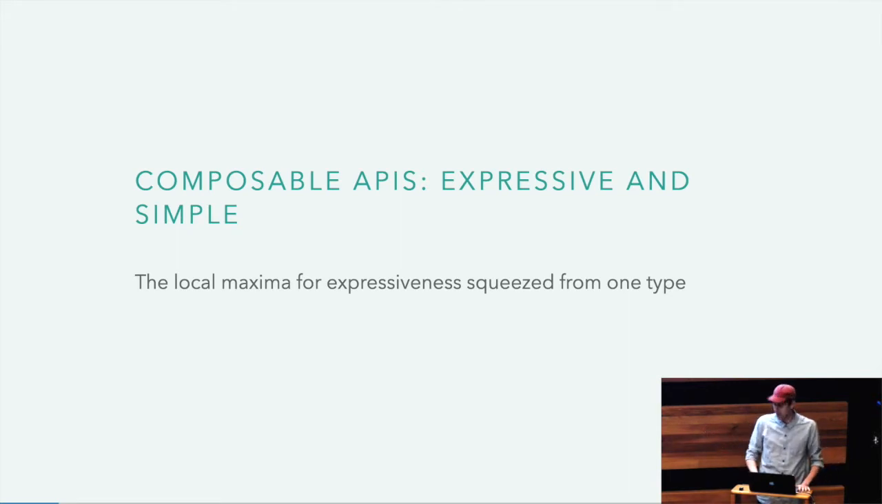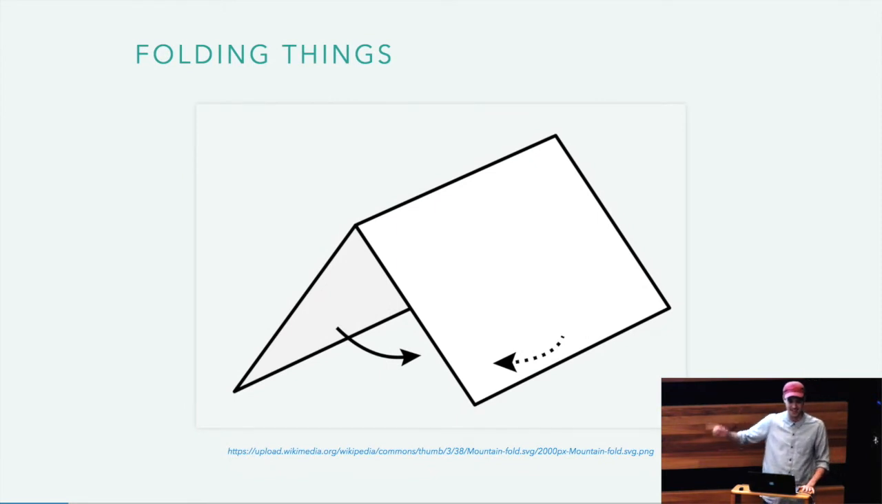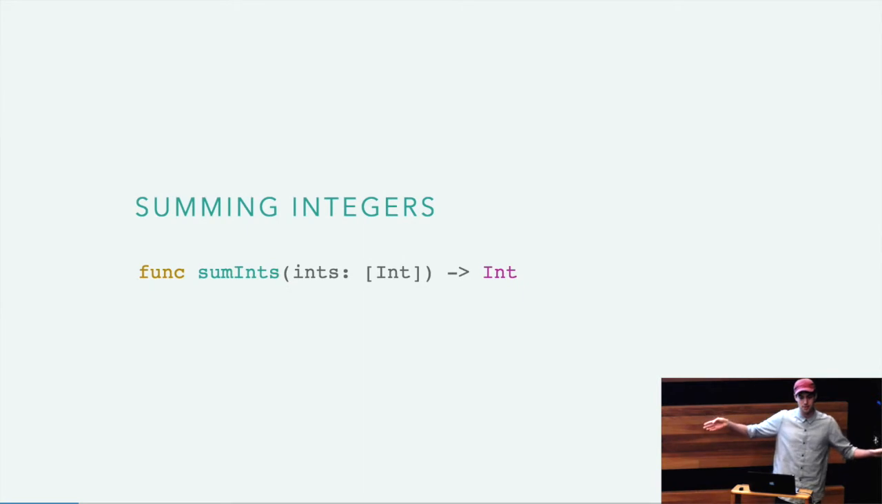All right. So to be finally concrete, we're going to talk about folding things today. And I don't mean pieces of paper. I mean taking a lot of things and smashing them into one thing. So for example, I can take a lot of integers and smash them into one integer by adding them all. And sometimes I might want to sum 40 billion integers. And pretend there's no overflow. But this could be slow.